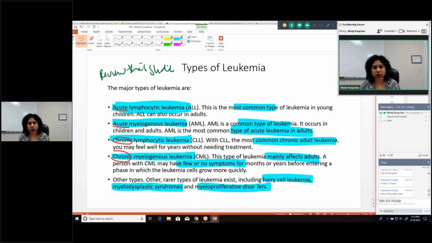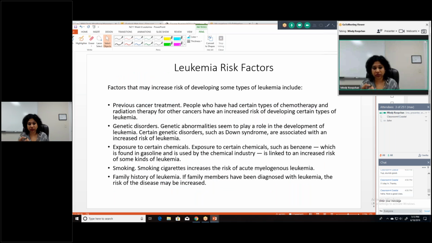I don't believe your questions are going to be so basic where they ask you what is the most common type of leukemia. That's a low-level thinking question. That's just literally memorizing which one it is. I want you guys to have an idea about what the leukemias are, and factors, for example, that increase the risk. So let's talk about that.